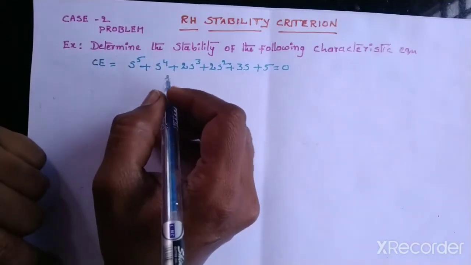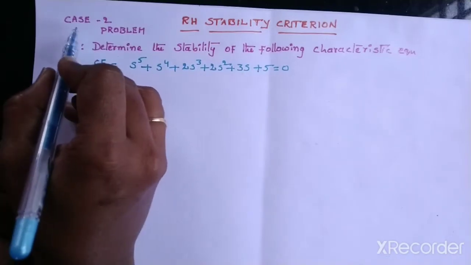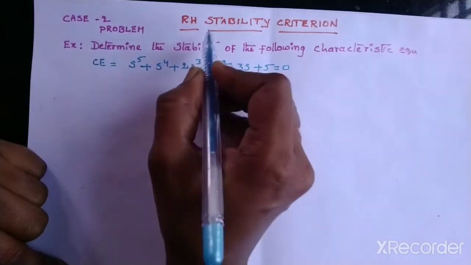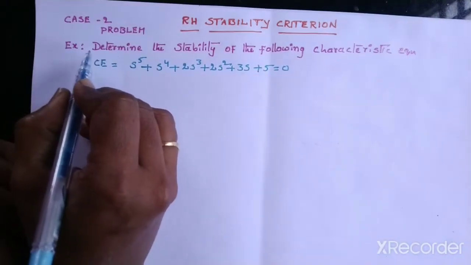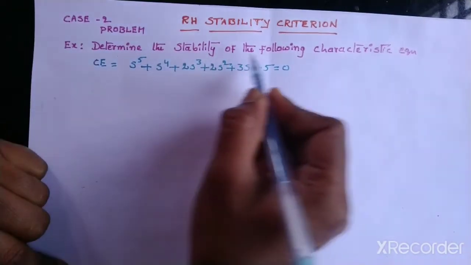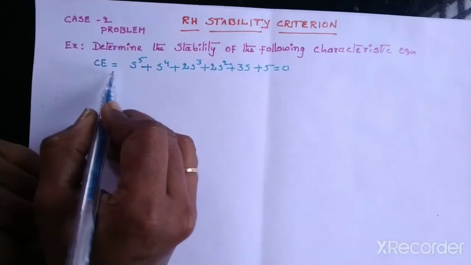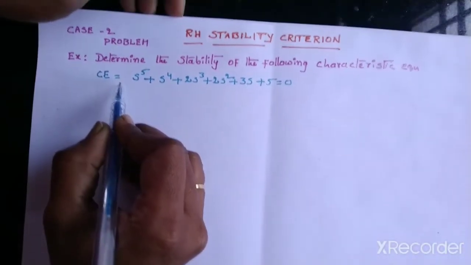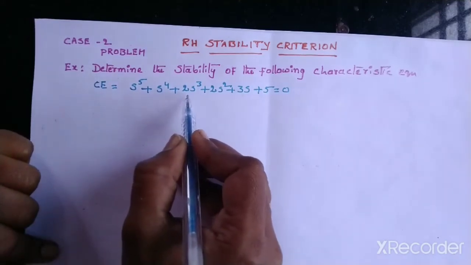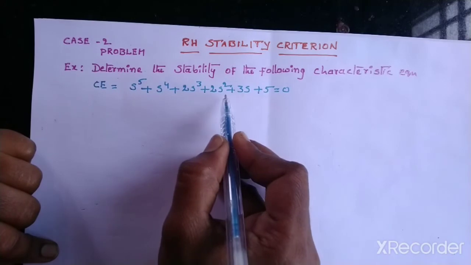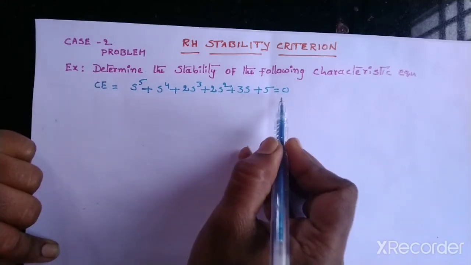Hello students. Hi everyone. Today we are going to learn case 2 problem from RH stability criterion. Now the problem is: determine the stability of the following characteristic equation, where the characteristic equation is s to the power of 5 plus s to the power of 4 plus 2s cube plus 2s square plus 3s plus 5 is equal to 0.